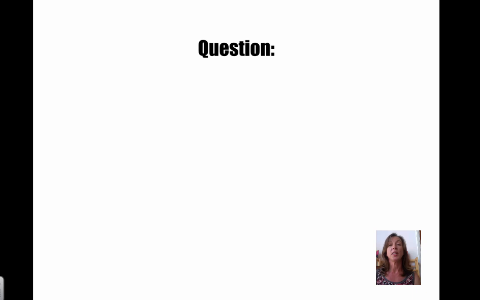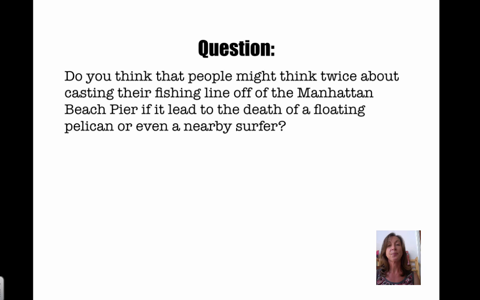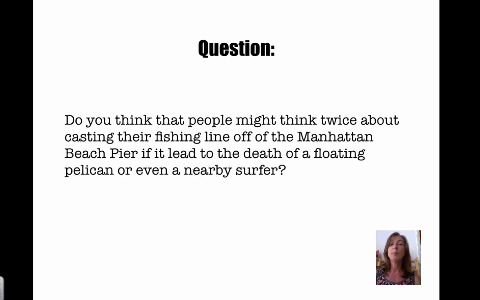Start with a question. Now, a lot of people often go to, have you ever wondered or did you know? But every question on a topic sentence doesn't have to start like that. Here's another way. Do you think that people might think twice about casting their fishing line off of the Manhattan Beach Pier if it led to the death of a floating pelican or even a nearby surfer? Now, not only is that kind of shocking, but it's also beginning with a question that makes you wonder.